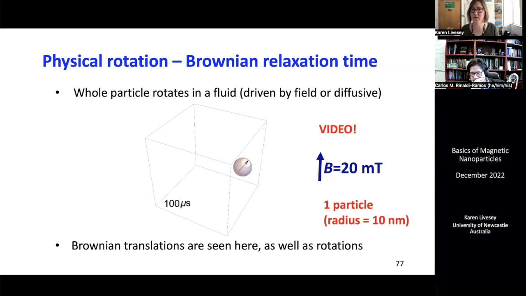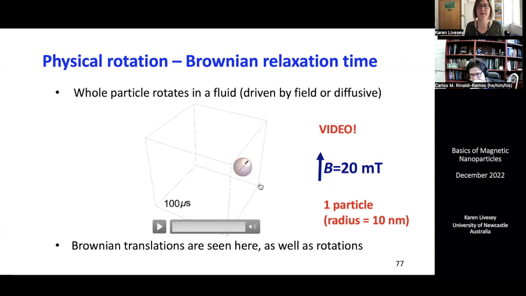Now, the first thing to note is, how does that compare to the Néel relaxation times we were talking about just before? Can anyone, what time scale were we on before? We were in nanoseconds, and now we're in microseconds. So I hope that's good evidence for you that this Brownian relaxation takes a lot longer on average than the Néel relaxation, depending on the particle. We'll talk about that in a second, but this is typically a longer time to relax.